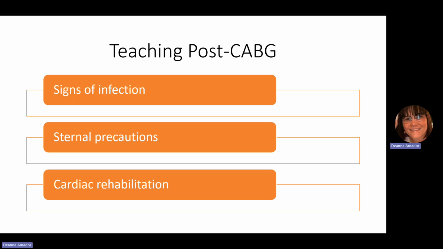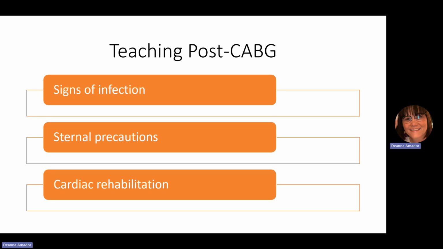Okay, some teaching that we're going to be doing, definitely signs and symptoms of infection, especially with a sternal incision. Keep in mind that these patients, they saw through their sternum and then use rib spreaders to open and lift their chest apart. When they're done, they wire the sternum back together and then close up the skin. Their sternum is very unstable and will be for quite a long time. So sternal precautions are very, very important.